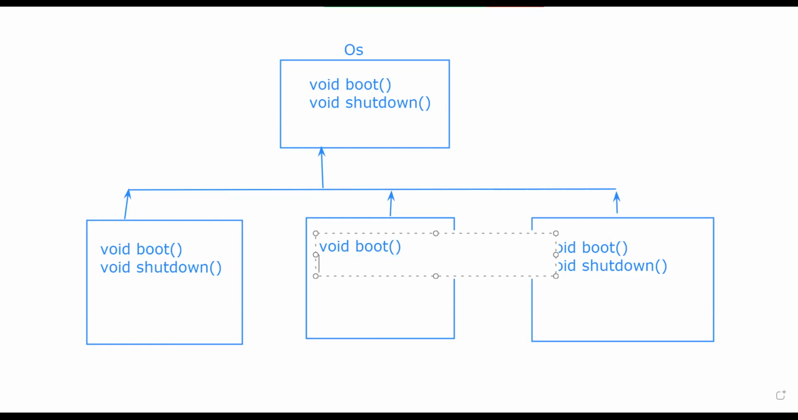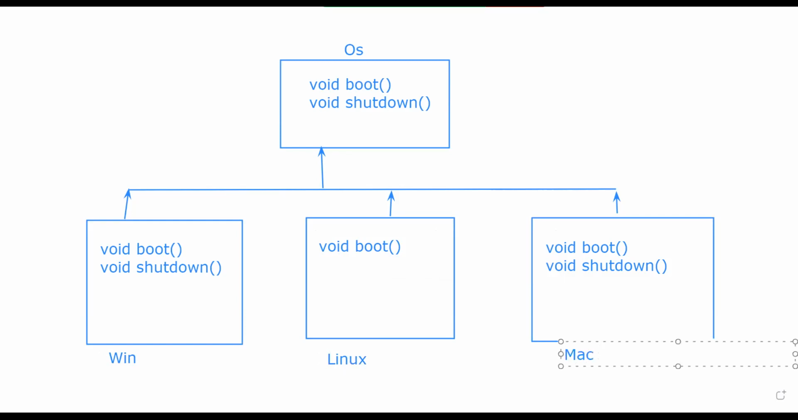I'll remove void shutdown from there. Wait, I'll give the class names. I'll call this one the Windows class, this one the Linux class, and this one Mac. So that shutdown will act as an inherited method in the Linux class. Diagram is visible, right?